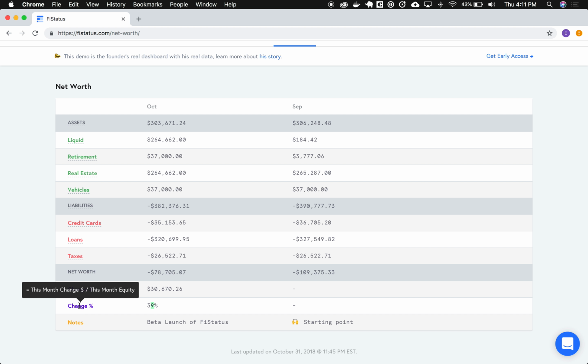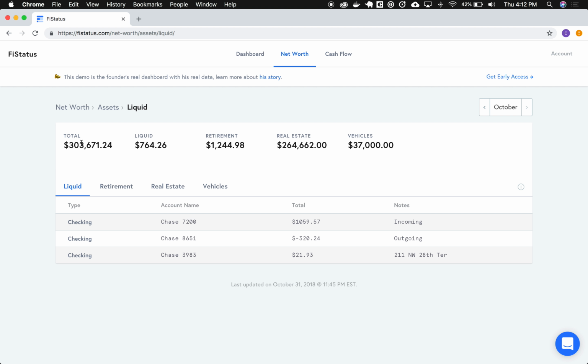And then I also show the math on this and how it's being calculated, so you can do this for yourself if you want to. From any one of these, you can actually click into it. So let's go into assets here. You can see the assets. I have a total of $303,000 in assets: $764 liquid, $1,200 in retirement, $264,000 in real estate, and $37,000 in vehicles.